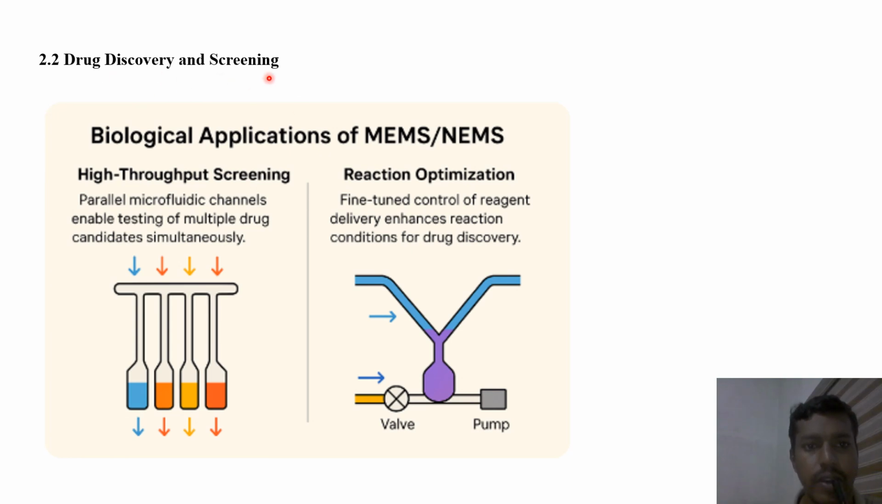Then drug discovery and screening. These microfluidic channels have advantageous applications in biological applications, that is high throughput screening. In this case, you can see these channels. So high throughput screening means that there are parallel microfluidic channels, 1, 2, 3, 4. These parallel microfluidic channels enable testing of multiple drug candidates simultaneously. We can do multiple tests simultaneously. That is the application of this one.